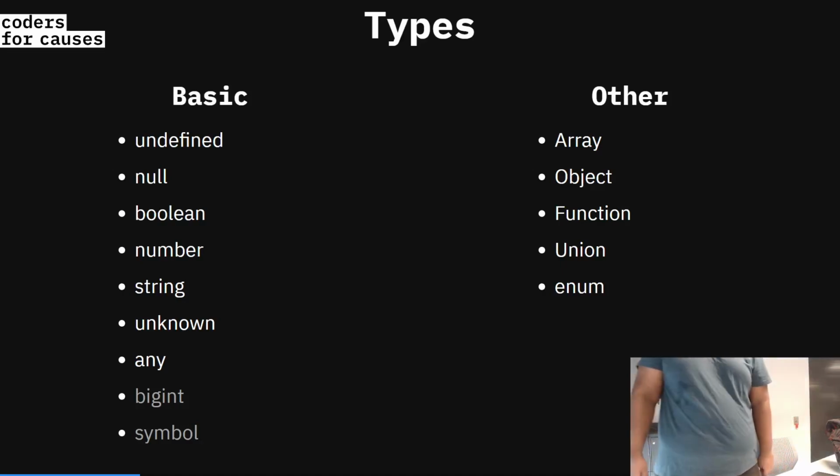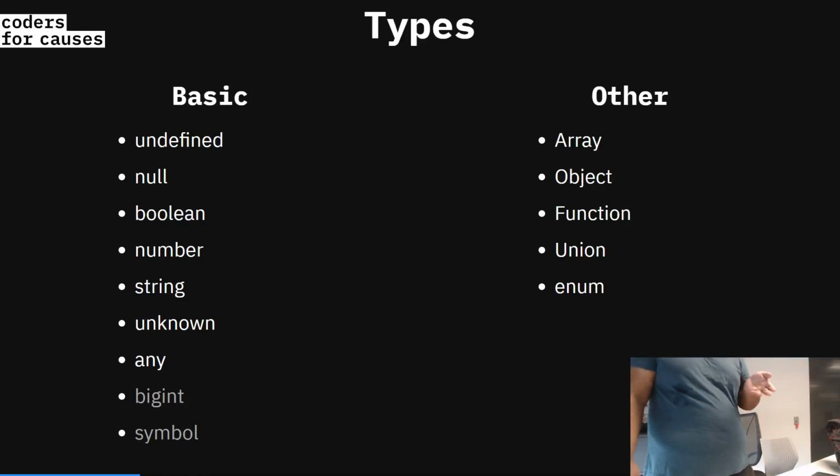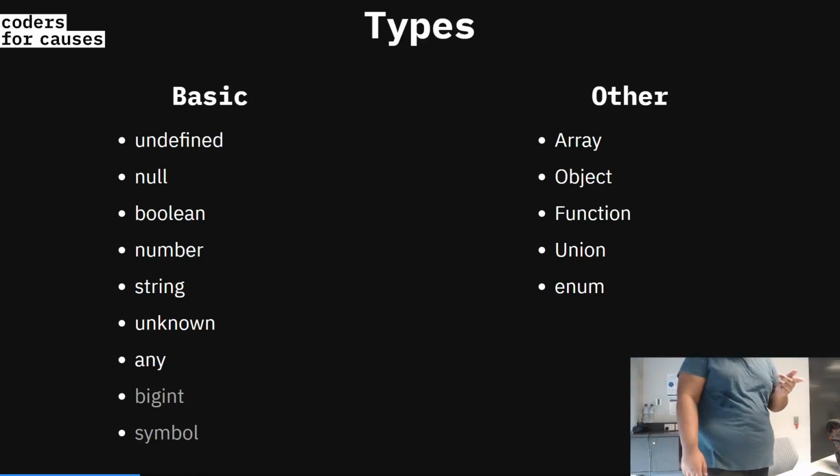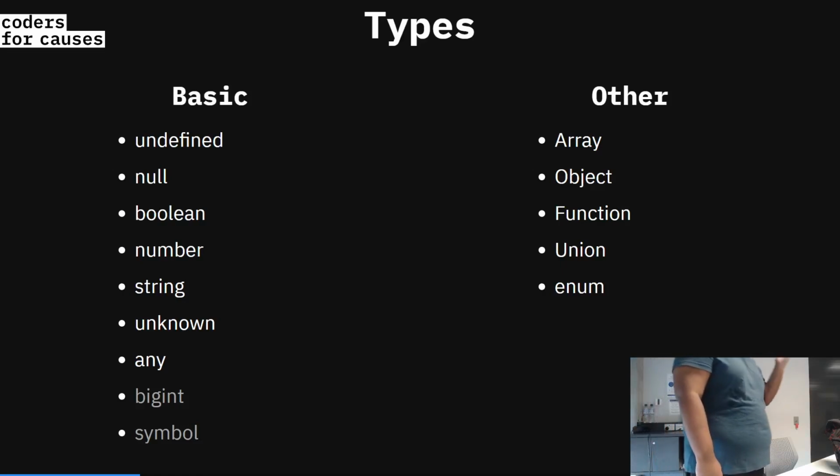All right, other. You guys know what arrays are. Do you guys know what objects are? Hopefully, yes? You guys know what functions are? I hope so. And then unions and enums. We'll get into unions in a bit. And enum is basically, it has to be one of these types and nothing else. I hope you guys kind of know what enums are from databases and stuff. Yep. If you have any questions, please stop me at any point or raise your hand or whatever.